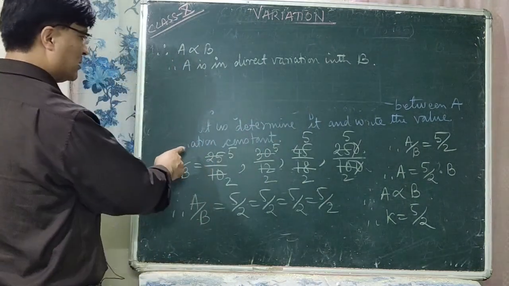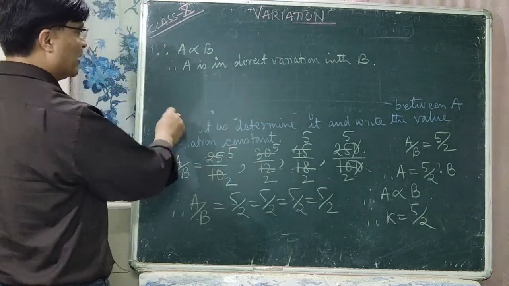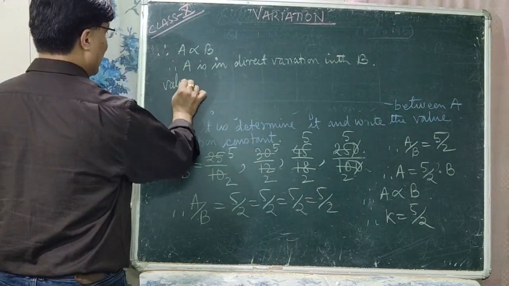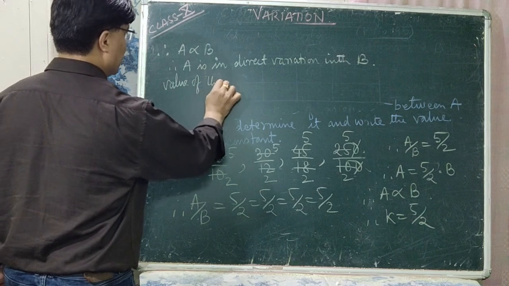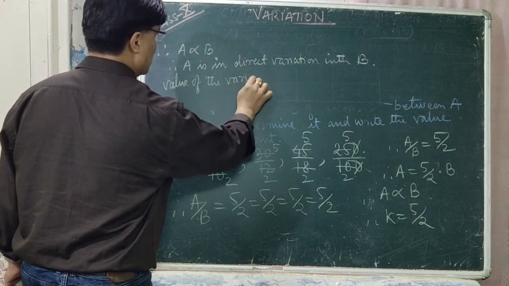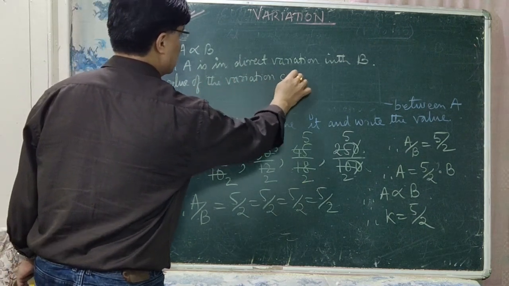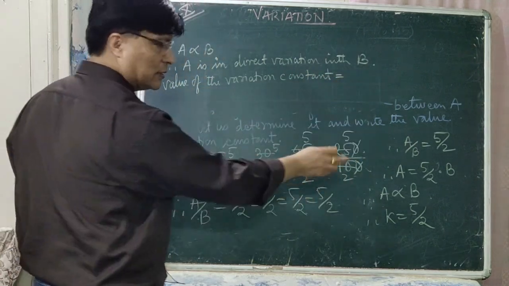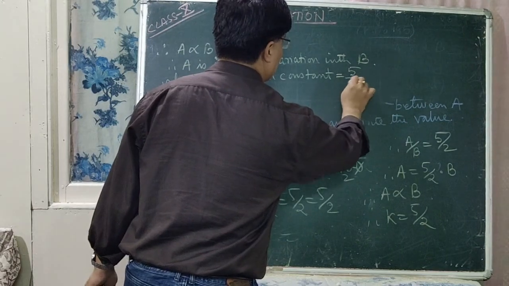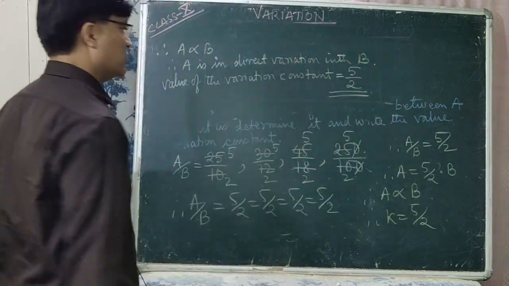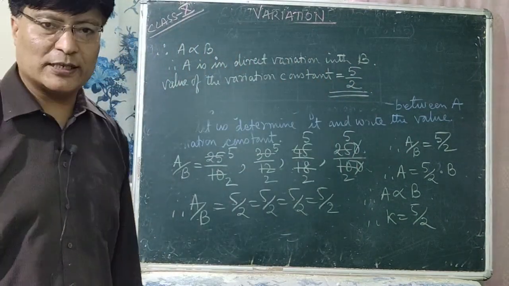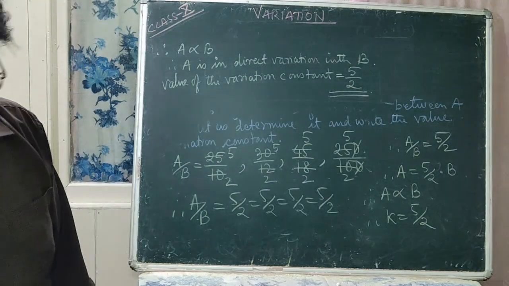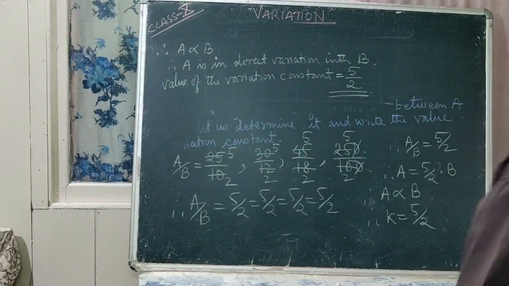Now, what is the value of the constant? What is the value of the variation constant? Value of the variation constant is equal to, what is it? It is 5 by 2. So these are the answers. So I think you have understood it. So you can copy it. So we'll do the next question now.